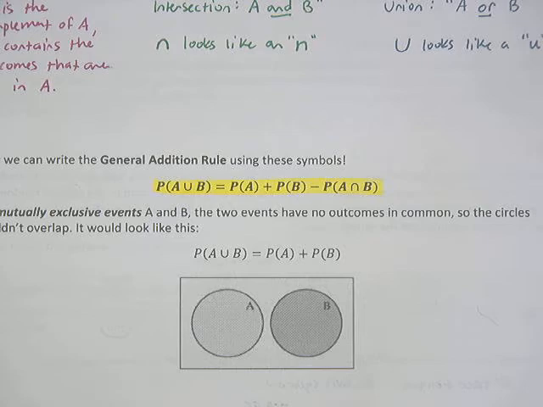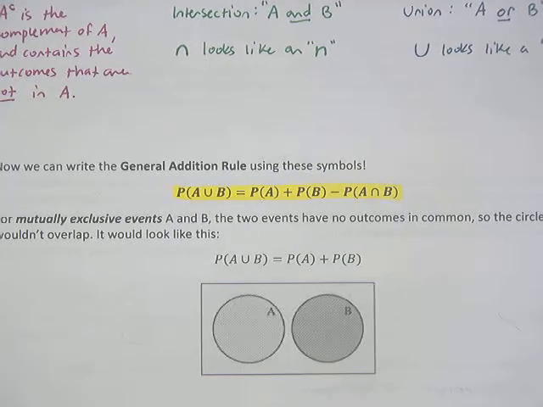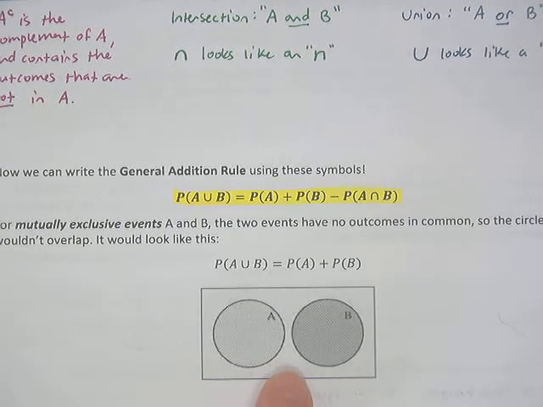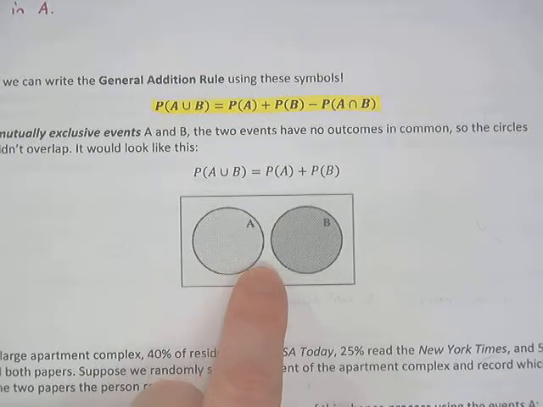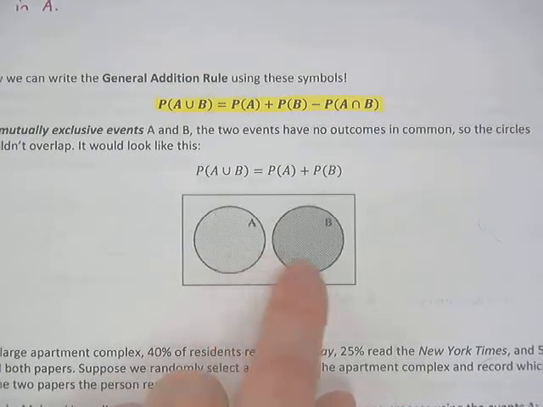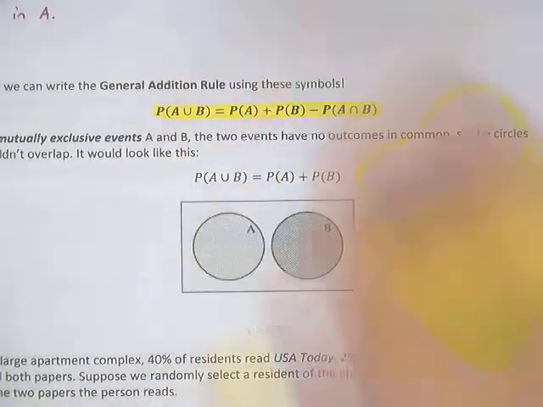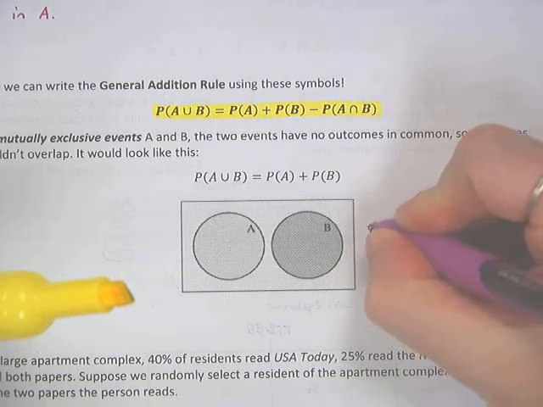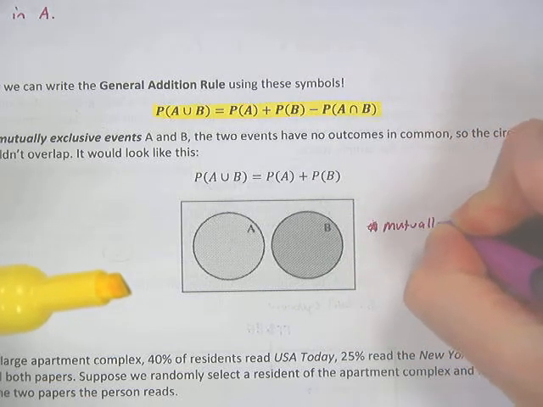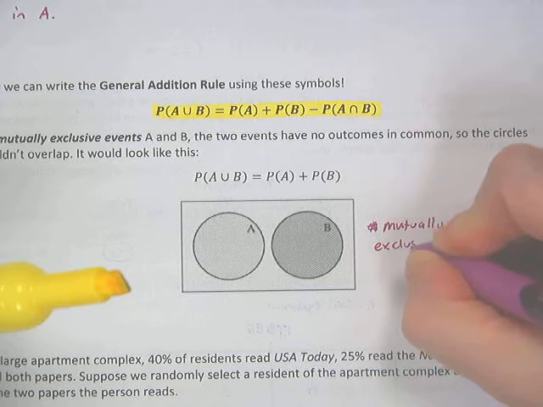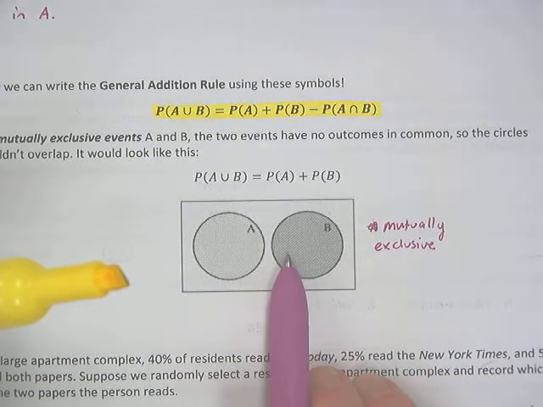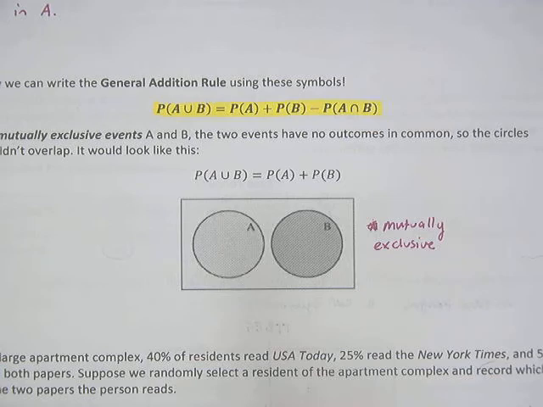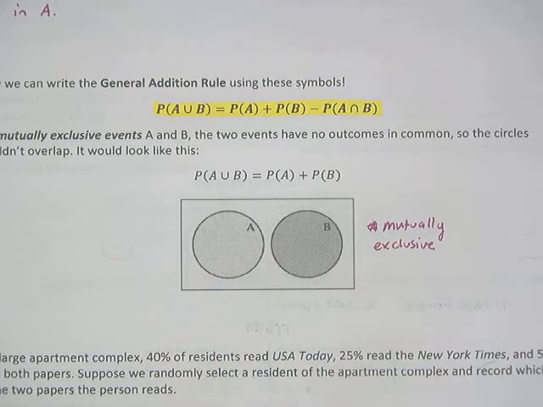For mutually exclusive events, A and B, the two events have no outcomes in common, so the circles wouldn't overlap. So just as a note, I won't put this on a test or anything, but if you ever see a Venn diagram where the circles do not overlap, those are mutually exclusive. There is no overlapping region, because if you'll remember, by definition, mutually exclusive means these are events that cannot happen at the same time. There would not be a person that could do both things at the same time.